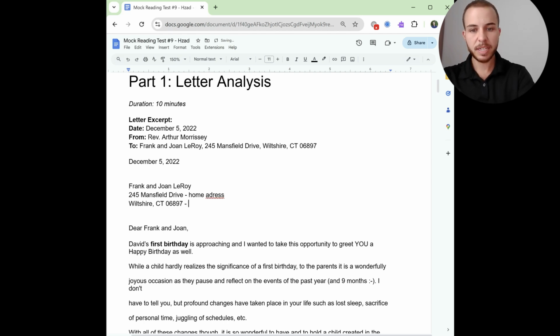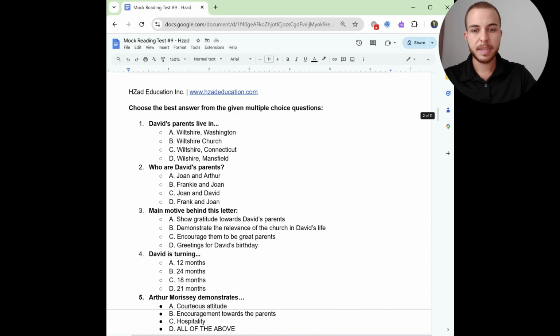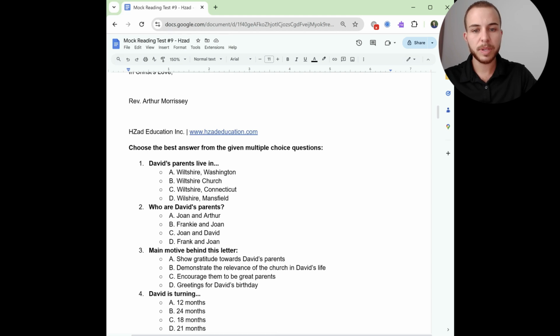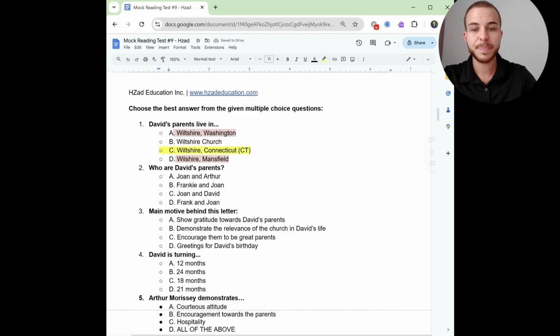Wiltshire, CT. Oh, address. That is the city and state. Just writing this in here. So Wiltshire, CT. Now you don't need to know what CT stands for, but you need to find it here. Not this one and not this one. Why? Because those don't have CT. Wiltshire Church or Wiltshire, Connecticut. Church does not have a T. Connecticut has a T. The abbreviation is CT. That's the state in the United States.